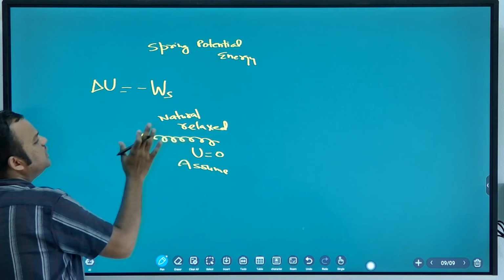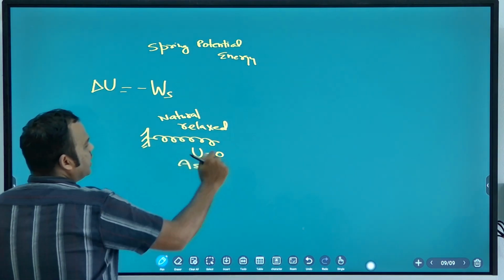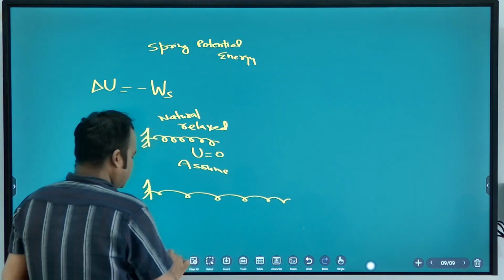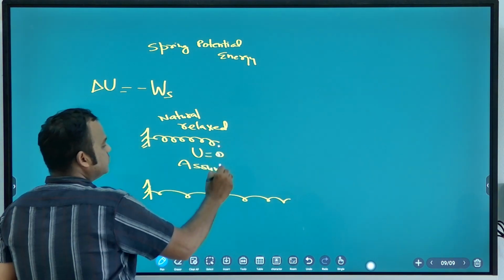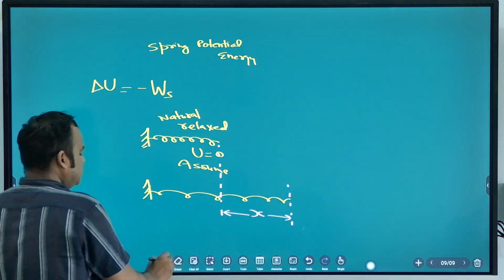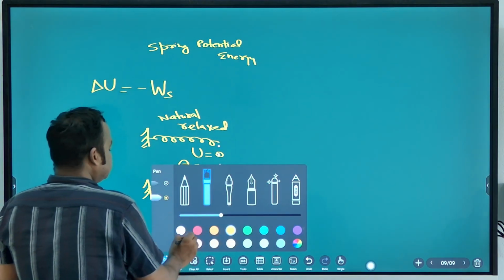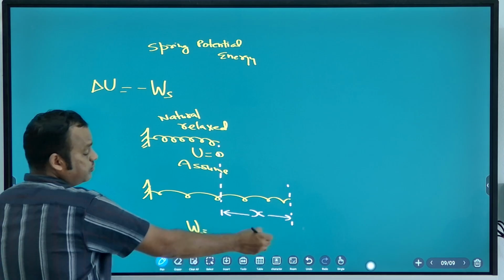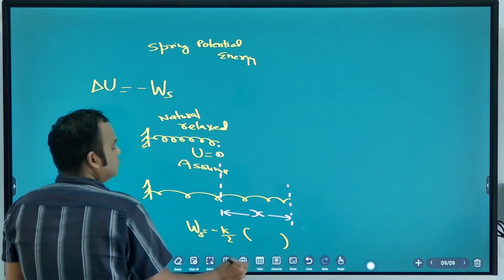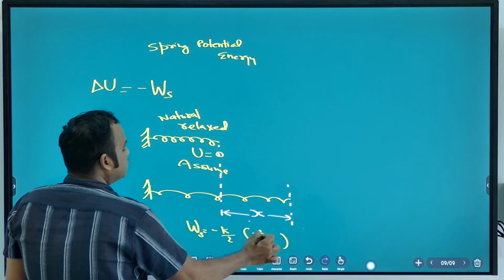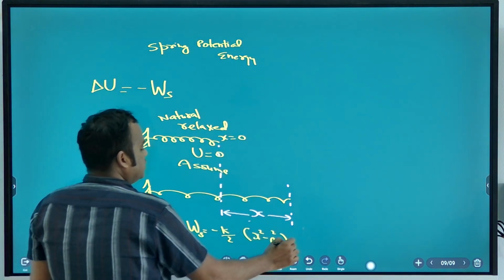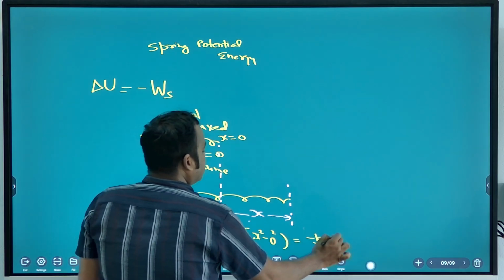So what is the energy? 0. Now I am elongating it. By what amount are you elongating it? The elongation is x. So tell me, what is the spring force? You know the formula. The work done by spring is minus k by 2 (x2 square minus x1 square). So minus k by 2 x square. This is the work done by spring.